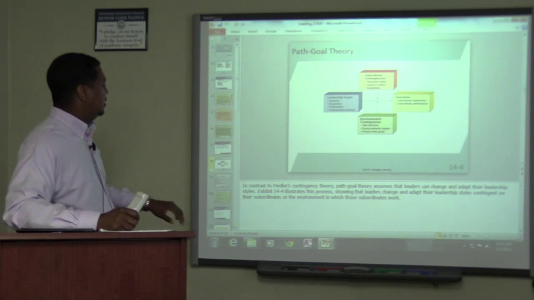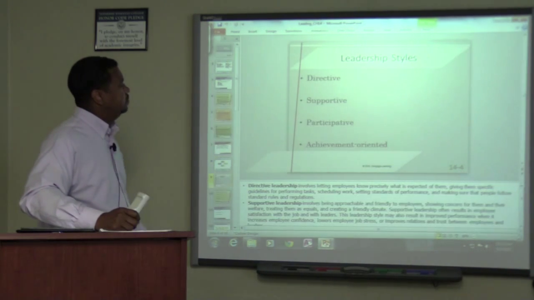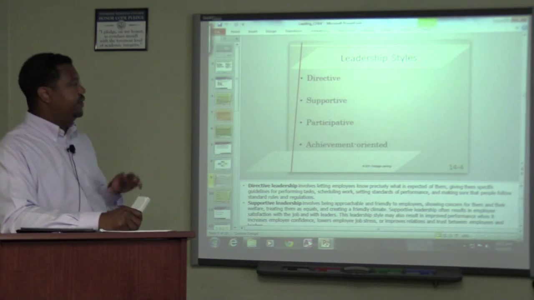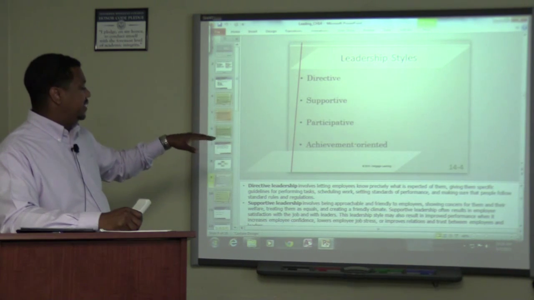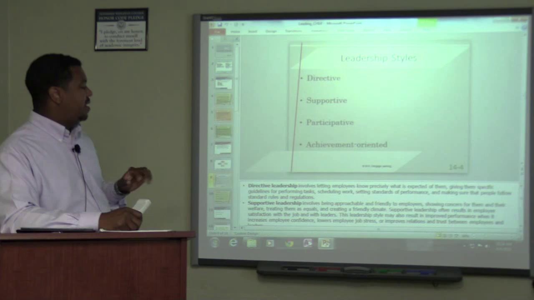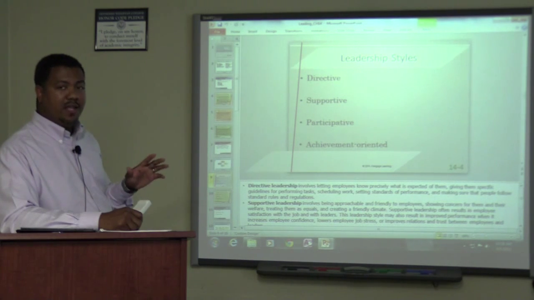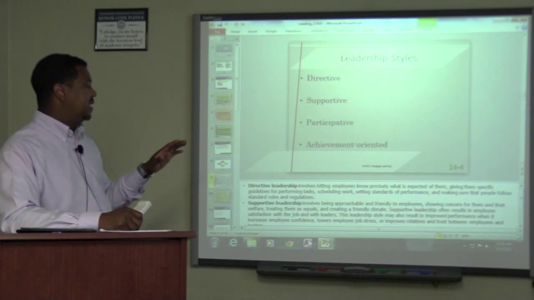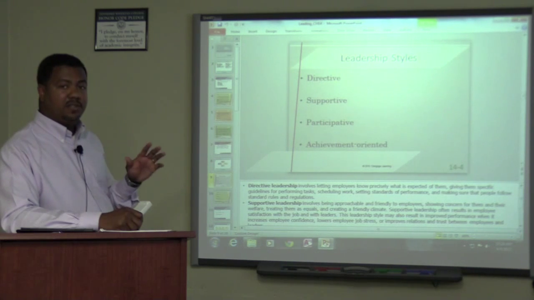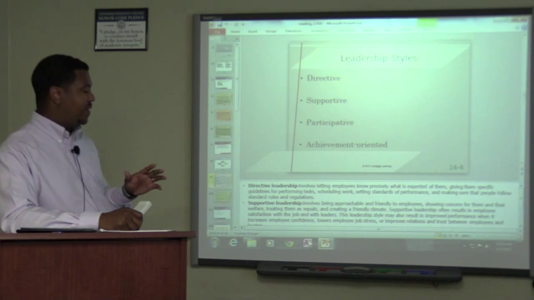So let's look at this in a little more detail. Let's talk about these different leadership styles. We see here the directive leadership style. It involves employees knowing precisely what is expected of them, giving them specific guidelines to perform tasks, scheduling work, setting standards of performance, and making sure that people follow the standards, regulations, and policies that we have put in place for them.